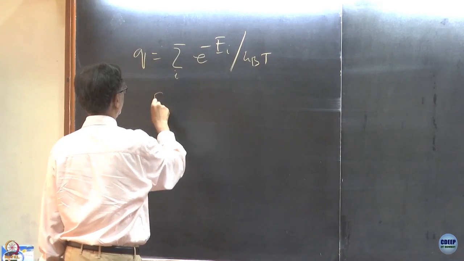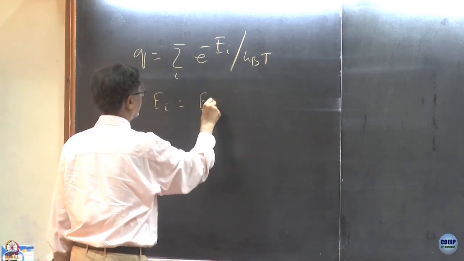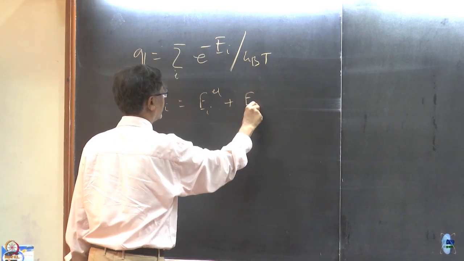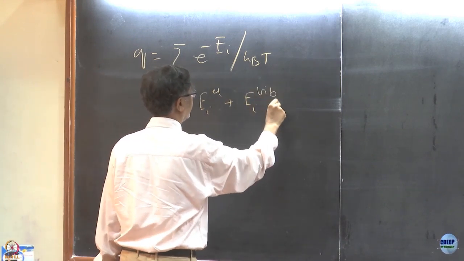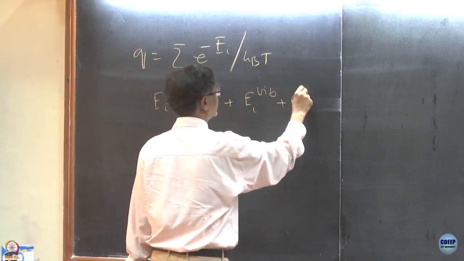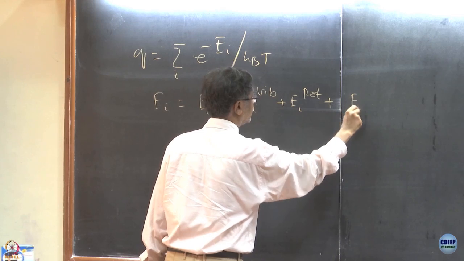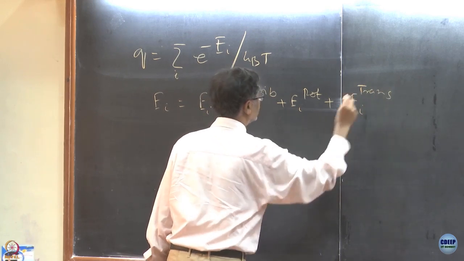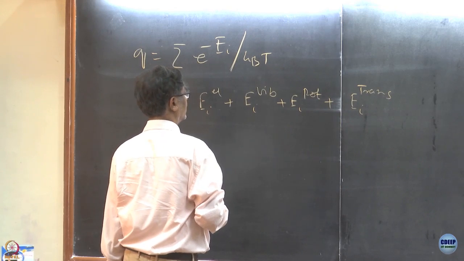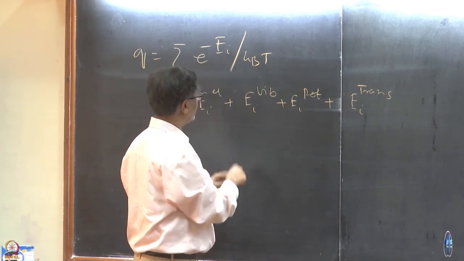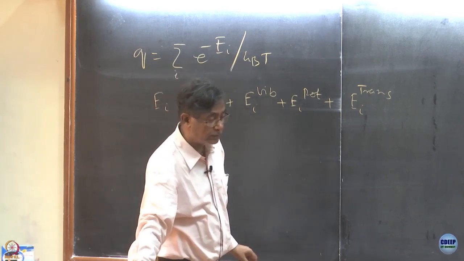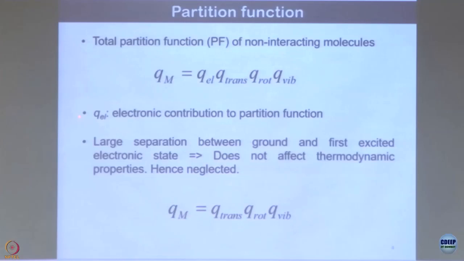Now, since E_i depends on E_i electronic plus E_i vibration plus E_i rotation plus E_i translation, then you separate them out, because this goes in the exponent and it all becomes a product. So, this is then the non-interacting molecular partition function.